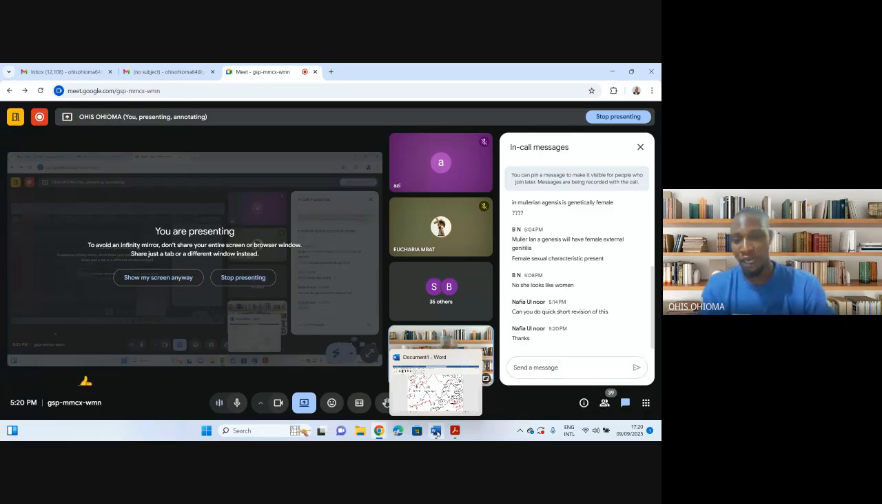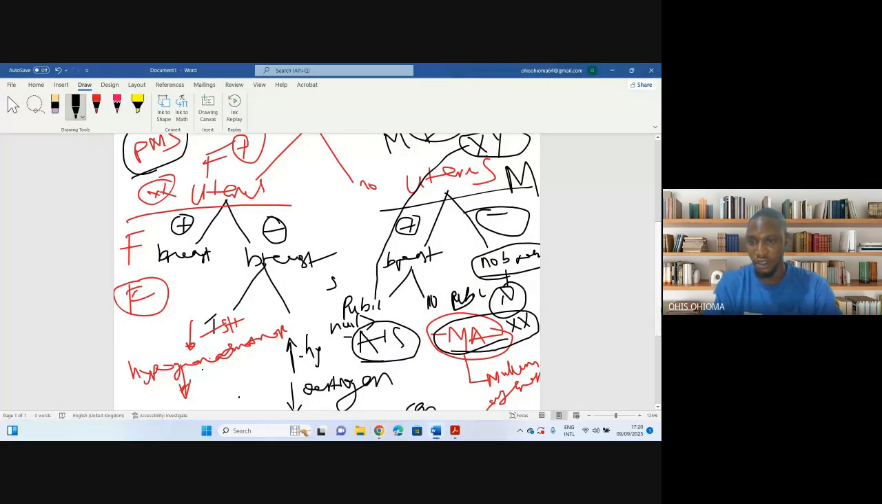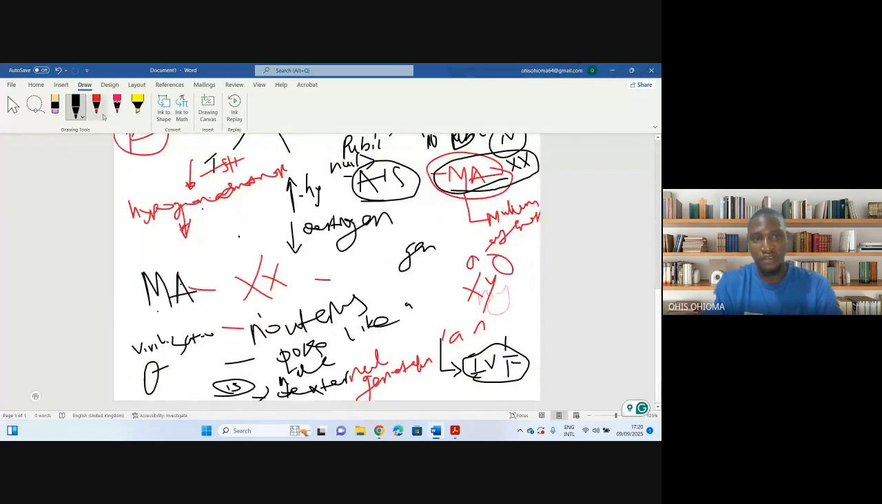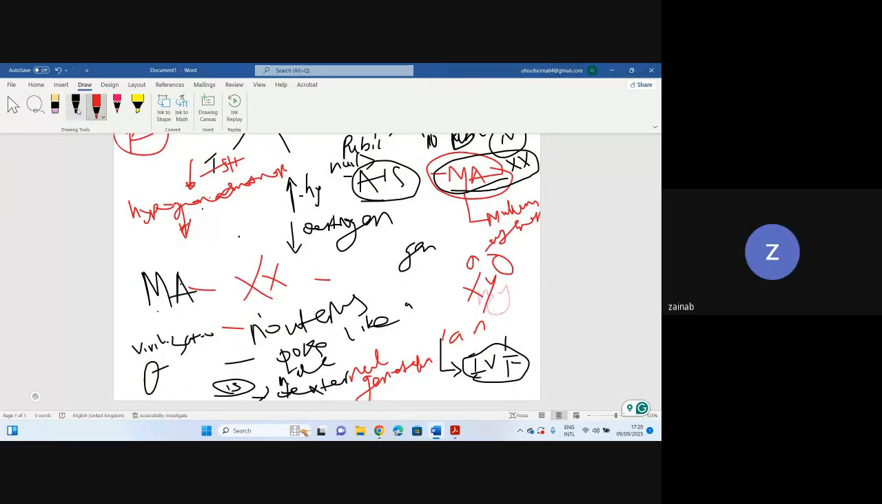So the part I'm going to talk about is the 5-alpha reductase. I just want to talk about that quickly. So for the 5-alpha reductase, okay, doctor.